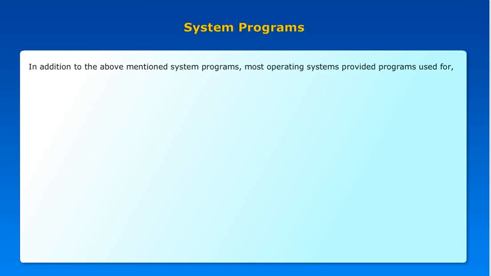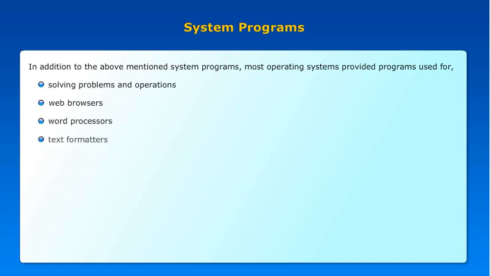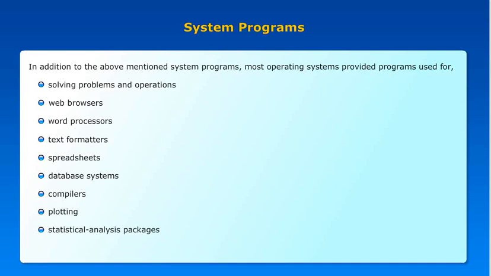System programs. In addition to the above-mentioned system programs, most operating systems provide programs used for solving problems and operations: web browsers, word processors, text formatters, spreadsheets, database systems, compilers, plotting, statistical analysis packages, games.